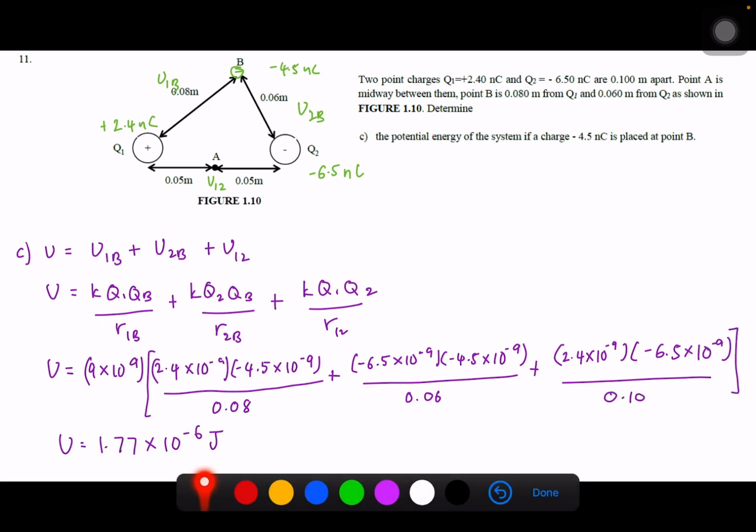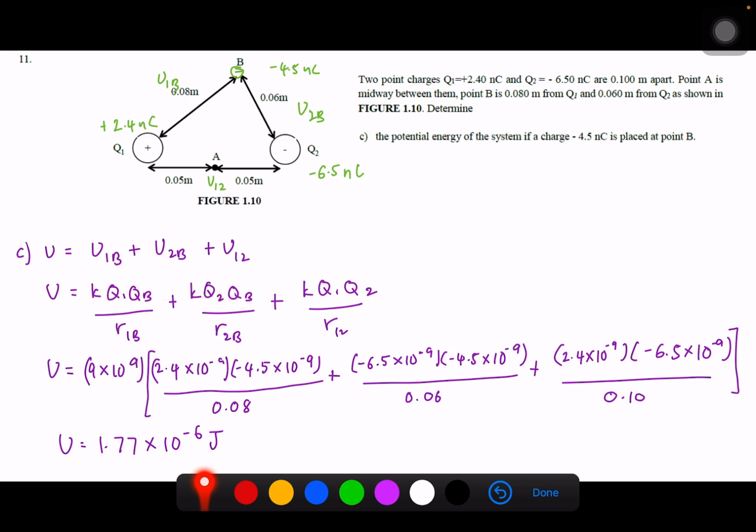Okay, so this one, even though it seems a little bit long, as long as you press your calculator correctly, you shouldn't have any problem. So maybe if you're not confident to press everything at once, you can calculate this part first, U2B and U12. Common mistakes would be prefix when pressing the calculator. And then sometimes students factorize the k but then forget to multiply with k. Another one is students get confused with the charges, the values.